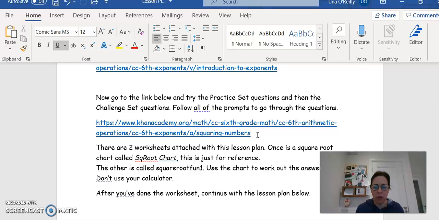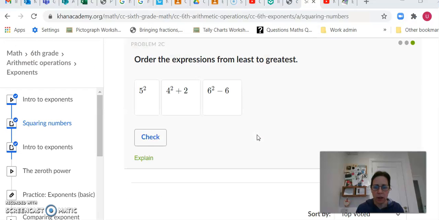So I want you to go to that site and let me just bring you in here. This is one of the challenge set, I think. Okay, so what it asks here is that you order the expressions from least to greatest. Just in case you're not sure what to do on that type of question, you're going to be dragging the box. Okay, let me see if I can do it on this.